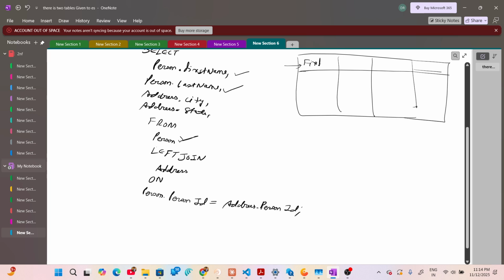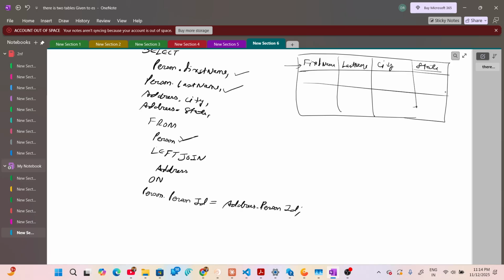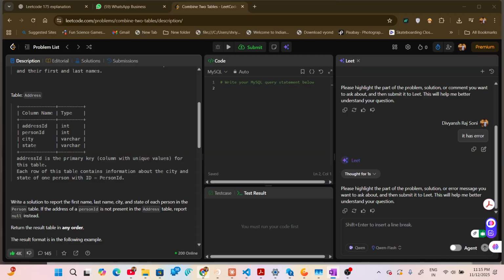And what it returns is first name, last name, city, and state. If any person has no address, or the ID does not exist, it will return null. So let me write the code over here so we get the solution.